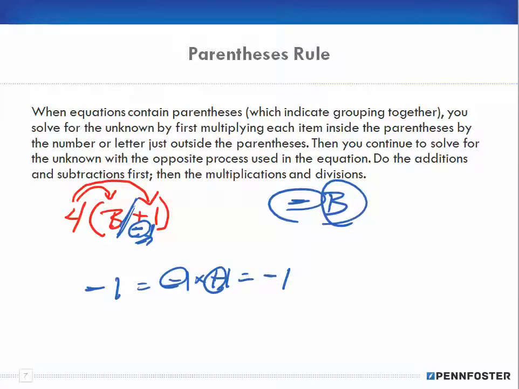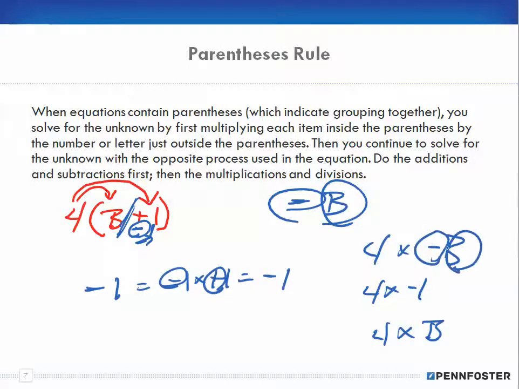Okay, so when I'm multiplying 4 times this negative b, it actually ends up being 4 times a negative 1, and then 4 times the b itself. This here is two separate entities. It's not a negative b, it's a negative 1, right? It's a negative 1 times b. That's what a minus b represents.